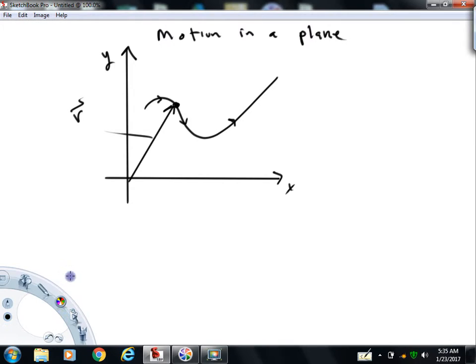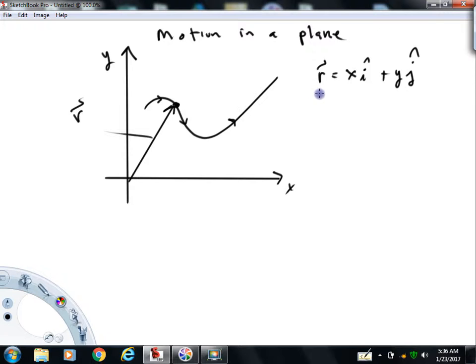So the position vector has an x component, which would be like this if I drew it, and a y component. And we can express the position of this particle as the x component in the i direction and the y component in the j direction. Now, in a standard Cartesian coordinate system, we would normally just call this x and this y. So I'm going to go ahead and redraw this position vector as xi plus yj.